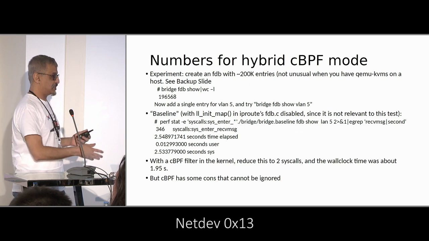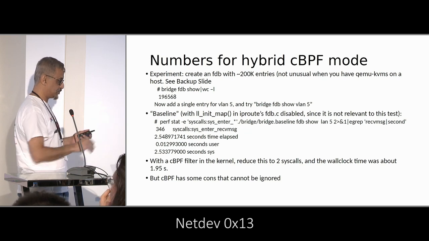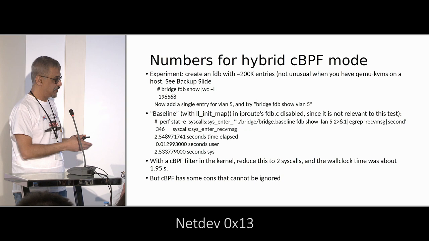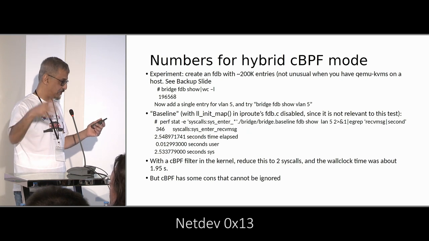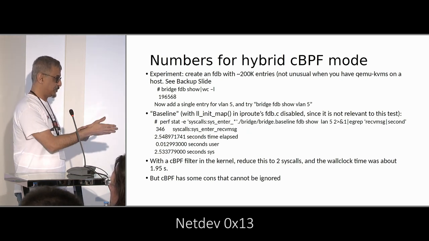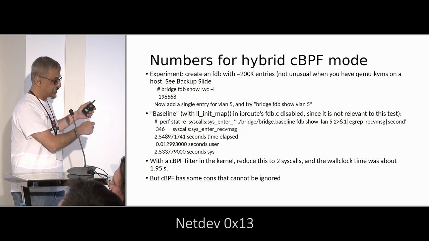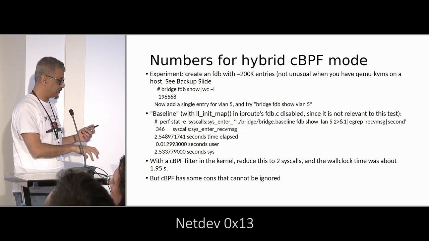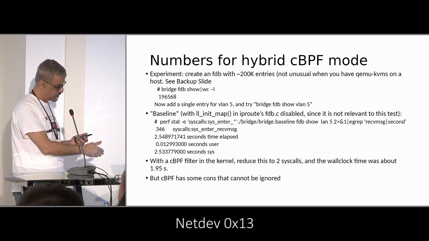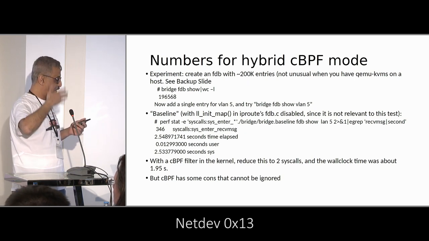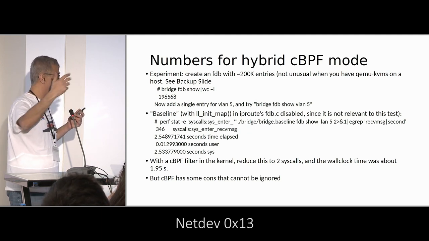These are some numbers, just a selling point to show that there is value in this. This experiment was run by Somini. She had 200,000 FDB entries in there, some crazy stuff going on, and she was able to reduce the system calls going into the kernel by pushing the filter in this hybrid mode, by sending the get and doing a filter along with it. That was classical BPF, from 364 system calls to 2. It doesn't quite show in the number of CPU cycles, but you went from 364 messages to 2.